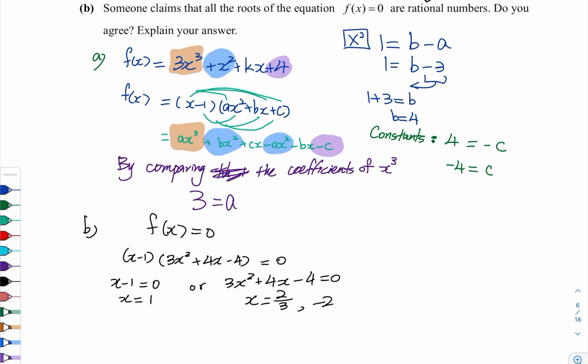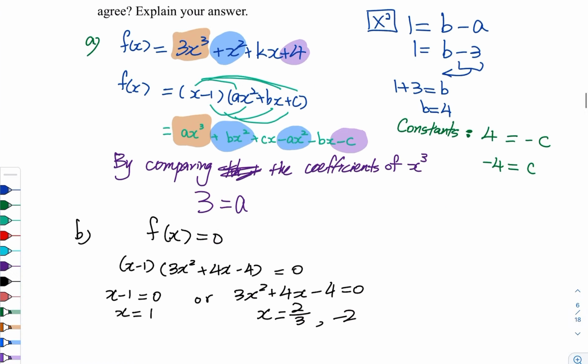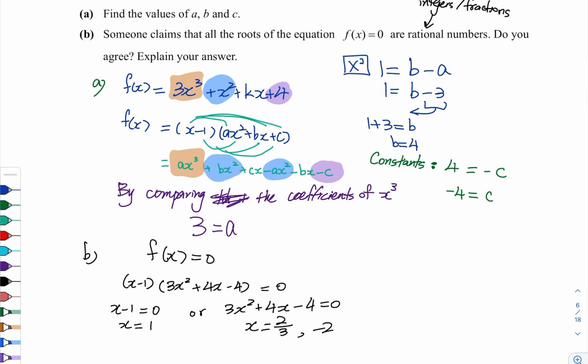And are these all rational? This is an integer, this is an integer, this is a fraction. So yes, they are all rational numbers. What do I mean by irrational then? Irrational means, let's say, the square root of 3. Can you click this in the calculator? You get 1.732050808, right? And if you click ABC, can you ever turn it to a fraction? No. So this will be called irrational.